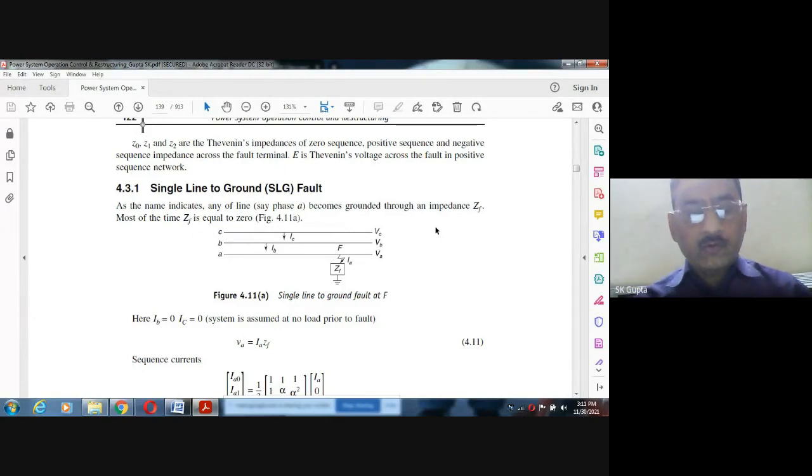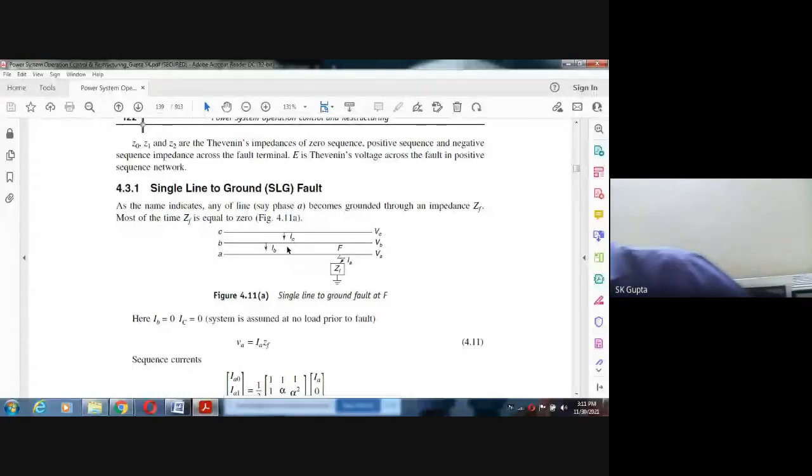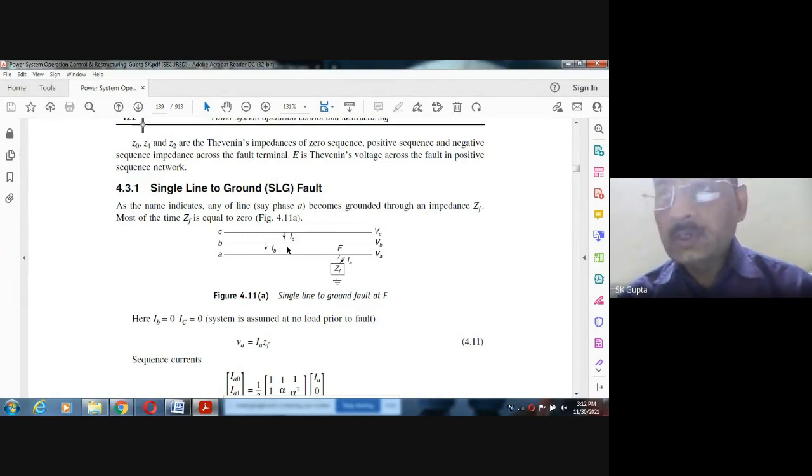Now, in case of a single line to ground fault, we told that the fault happens in phase A of the kth bus in a network. At the kth bus, the three phases A, B, C are there, and phase A becomes short circuited. So VA at the kth bus is equal to ZF times IA, and IB and IC are equal to 0. For that, we find out the positive sequence current, negative sequence current, and zero sequence current. They were all equal, and equal to VK0 divided by ZKK0 plus ZKK1 plus ZKK2 plus 3ZF.